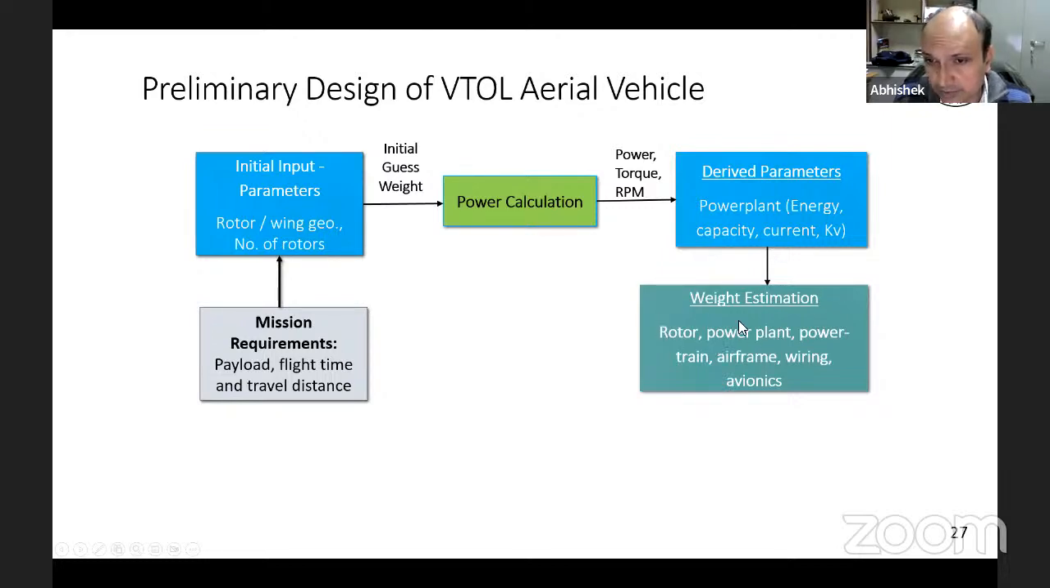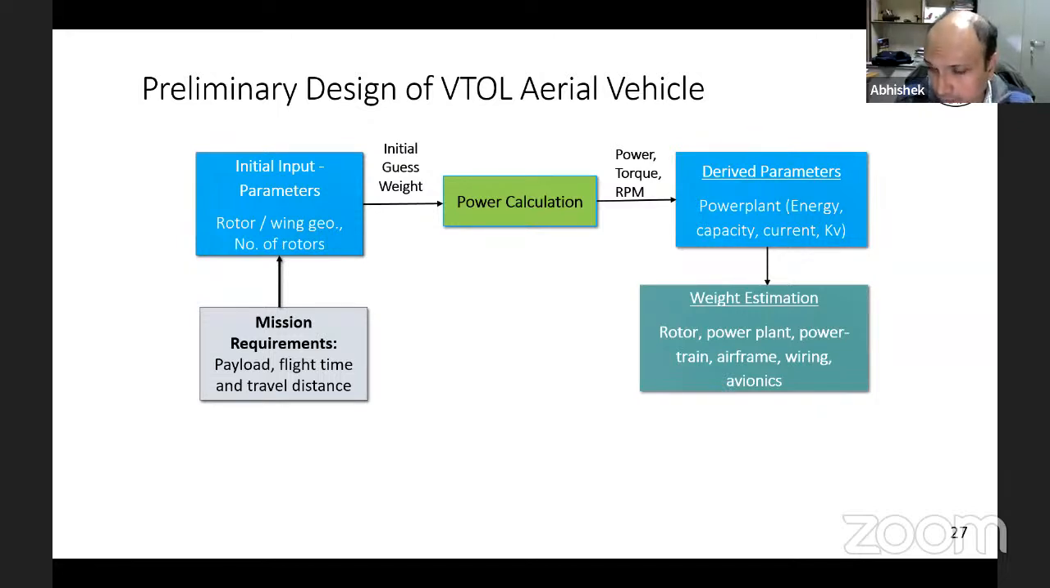And in weight estimation, we have to estimate weight of each and every component. But how do you do that? Because you have not built the vehicle yet. So for this, typically there are a lot of empirical formulas available for designing. There are formulas available for designing helicopter kind of vehicles. There are formulas available for designing airplane kind of vehicles.